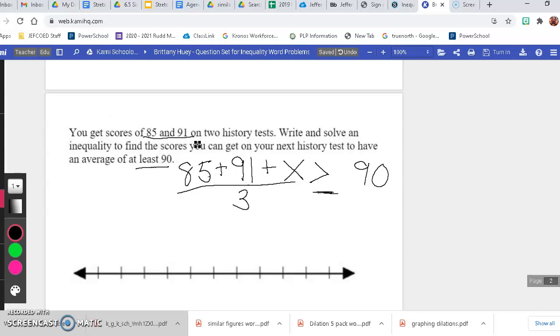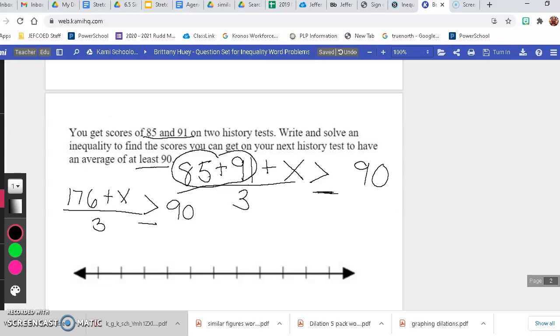Now what I like to do first in these problems, I like to go ahead and combine the like terms just to make this easier to do. So let's see, 85 plus 91. That is going to get me, if I type it in my calculator right, 176. So I'm going to have 176 plus x, all divided by 3, is going to be greater than or equal to 90.